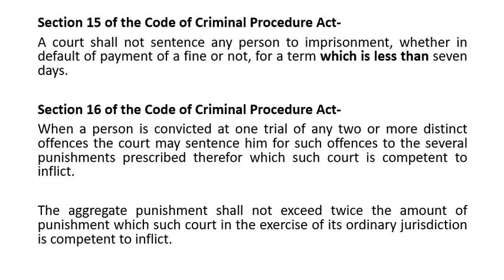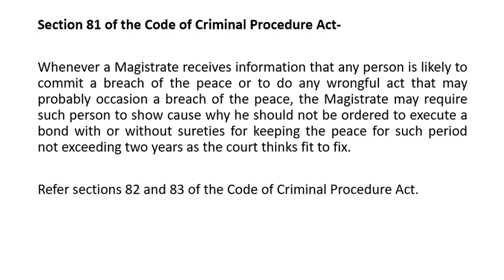Because the aggregate punishment shall not exceed twice the amount of punishment which such court, in the exercise of ordinary jurisdiction, is competent to inflict. Generally, ordinary jurisdiction is given as 2 years imprisonment plus 1,500 rupees fine. Then twice in the sense it must be 4 years imprisonment or 3,000 rupees fine. That must be noticed here. Then we will go to section 81.